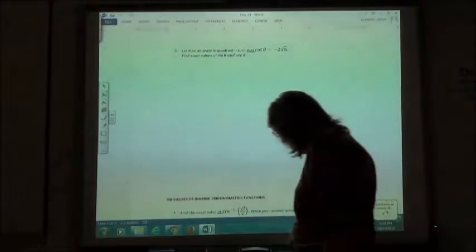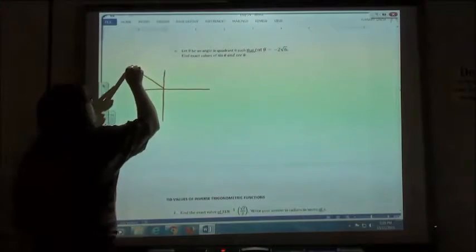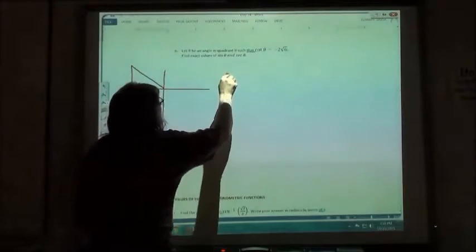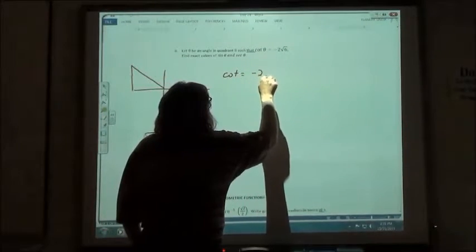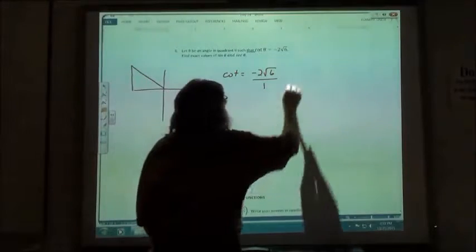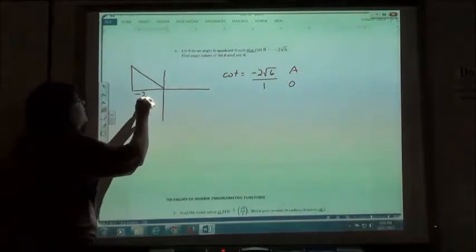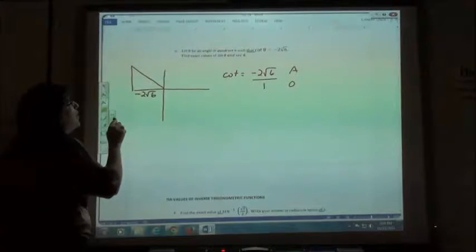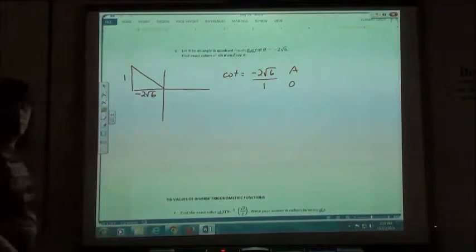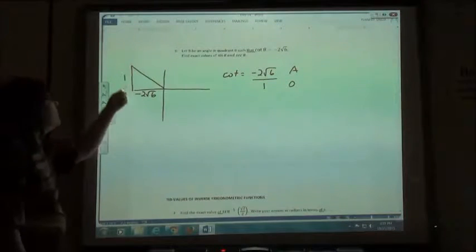Number 6, same kind of thing. Theta is going to be an angle in quadrant 2. I know that my cotangent is negative 2 square root of 6, which I'm going to write as over 1. And so cotangent is the adjacent over the opposite. So my adjacent is negative 2 square root of 6. It is going in the negative direction. My opposite is 1. It is going in the positive direction. If my lines were going the other way, I'd switch my sign so that the top was positive and the bottom was negative. But it worked out. The top is negative, the bottom is positive.